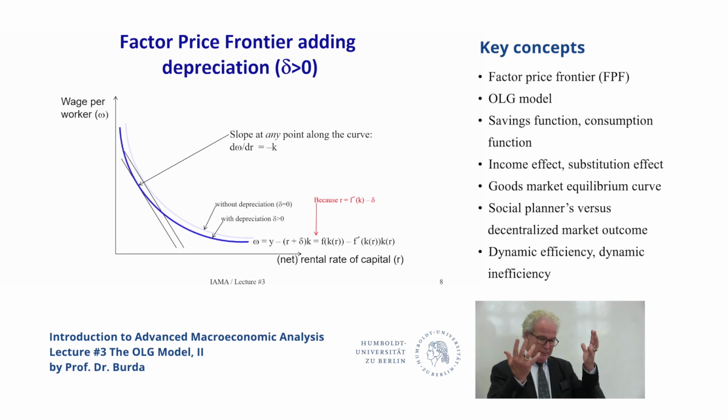So think of the factor price frontier. If you add depreciation, it means the rate of return on capital is lower for a given wage, or the wage is lower for a given rate of return. Okay, that should be fairly easy to swallow.